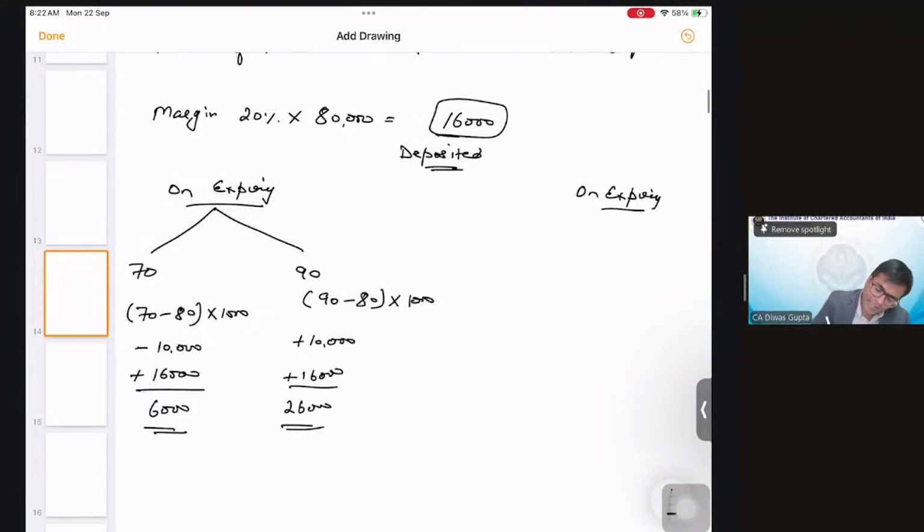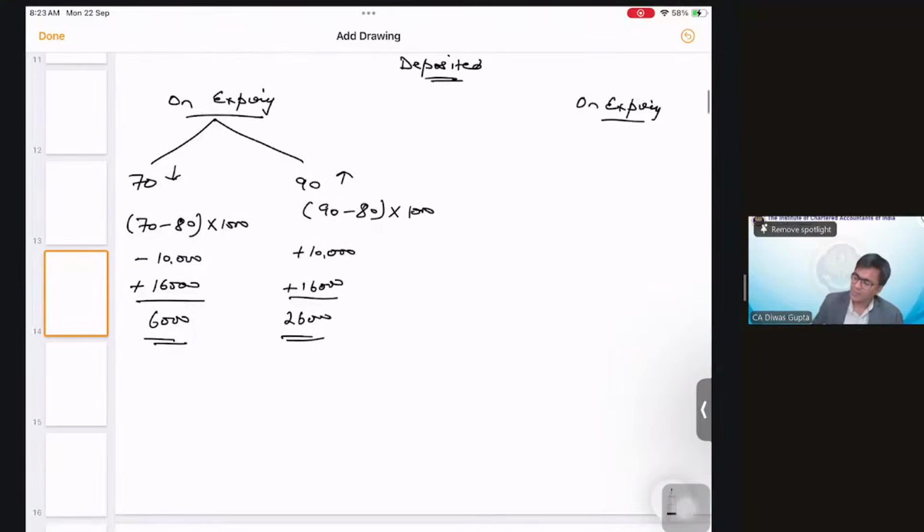The risk of loss is in case the price is going to go down, there is a loss. In case the price is going to go up, there is a gain. Now, let's talk about the short position. So, for the short position also, let's assume these two outcomes: one is 90 and the second one is 70.